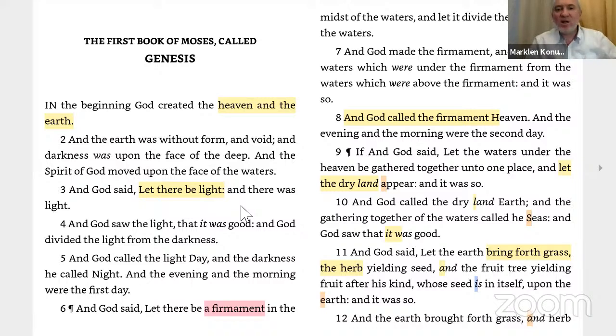In the beginning, God created the heaven and the earth, and the earth was without form and void, and darkness was upon the face of the deep. And the Spirit of God moved upon the face of the waters. And God said, let there be light, and there was light. And God saw the light that it was good, and God divided the light from the darkness. And God called the light day, and the darkness he called night. And the evening and the morning were the first day.